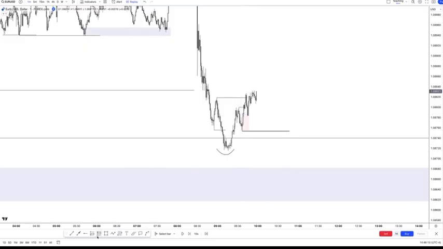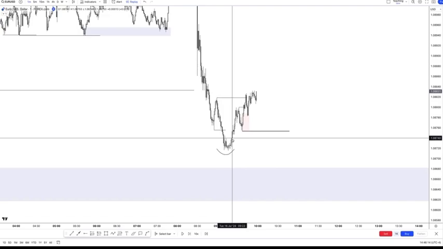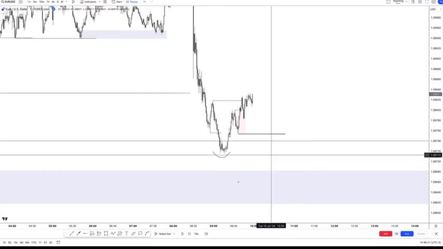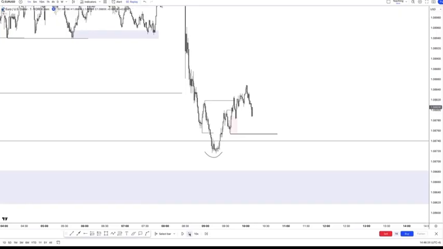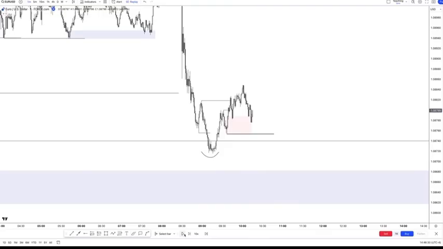Now, again, you could be a little bit more greedy and wait for the imbalance to get tagged or the extreme M1 imbalance, which is right there. You can't see it, but in this area here. But again, like I've spoken to you guys before, I'm not bothered about getting the most pinpoint entry. Cool. And then we start coming back to the low. Look how we still respect the low here, inducing more liquidity.